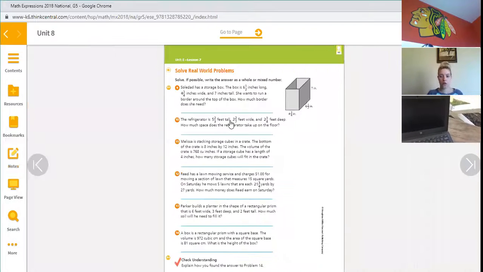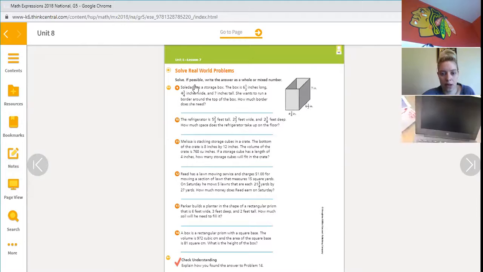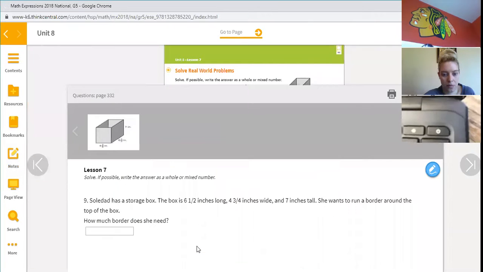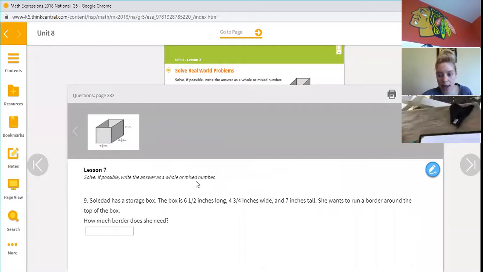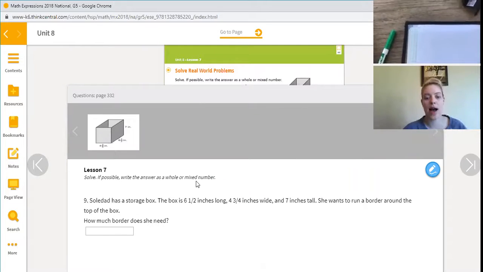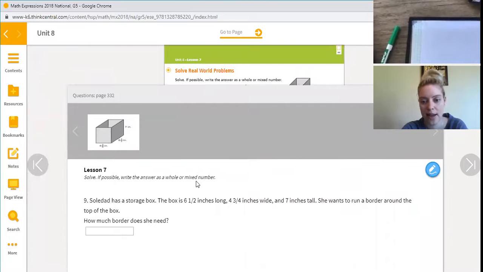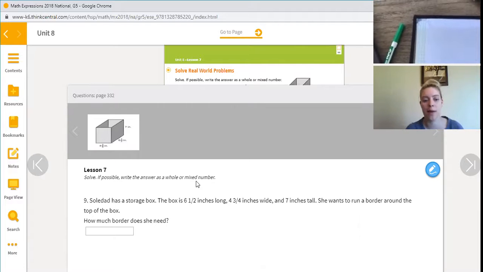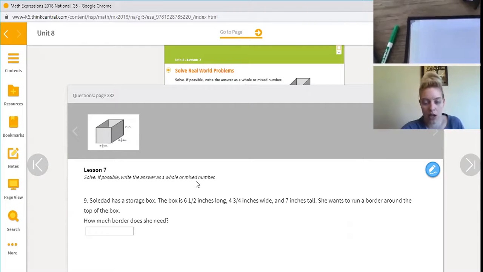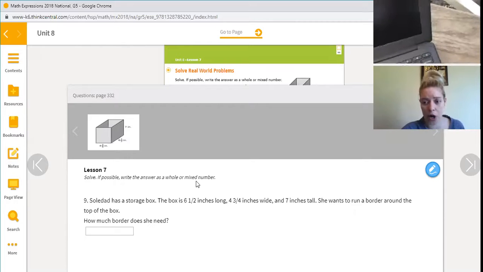All right, so for the first one, I'm going to click on it so it brings it a little bigger. All right, so it says Soledad has a storage box. The box is 6.5 inches long, 4 3/4 inches wide, and 7 inches tall. She wants to run a border around the top of the box. How much border does she need? Okay, so it's asking us about the border, okay?